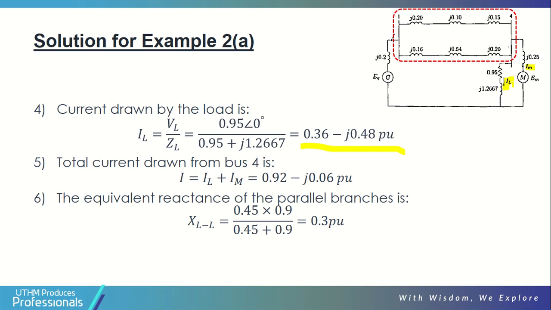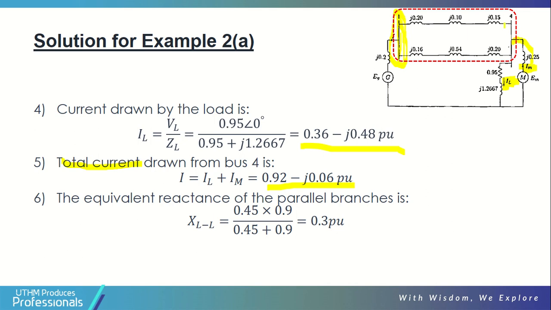Okay, so we already calculated IM, and we got IL. So what is the total current drawn from bus 4? It is equal to the summation of IM plus IL. Look at this figure: the total current equals IL plus IM from the circuit. The main purpose is to determine V1, the voltage at bus 1. In order to determine it, you need the current at the motor and the current at the load, and then you can determine the total current.